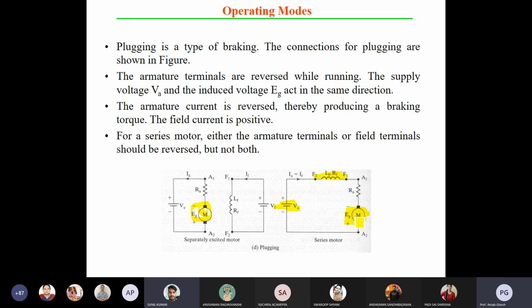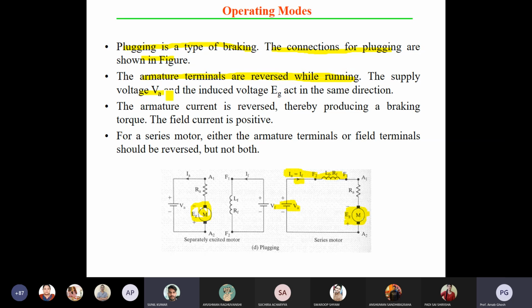So the motor will be rotating in the reverse direction, while the current is in the same direction. For the motoring conditions, the current was from source to motor side, that is source to load. Here too, you can see the current flowing from source to load. But the motor terminals you have reversed. So plugging is a type of braking. The connections of the plugging are shown in the figure. Here you can see the armature terminals are reversed while the motor is running.